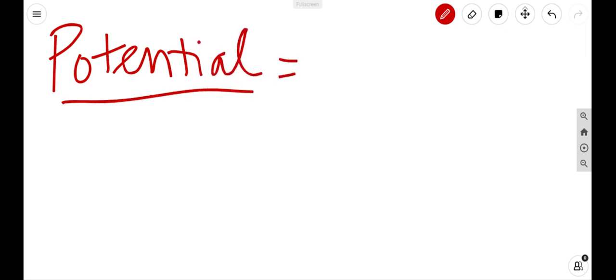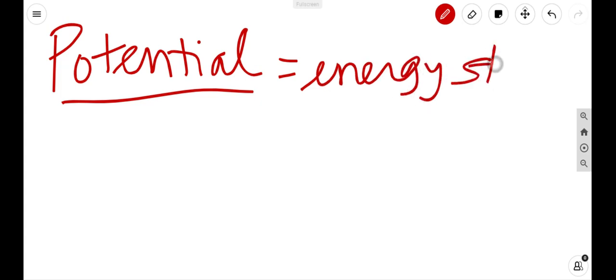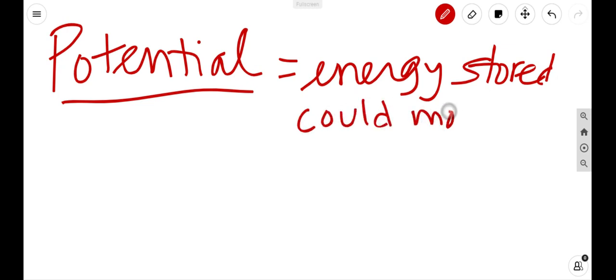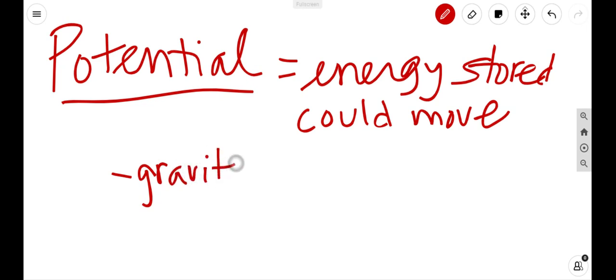Potential energy is the energy that is stored. All right, it could move eventually. And with potential energy, there are some examples. One is gravitational. All right, so gravitational energy.